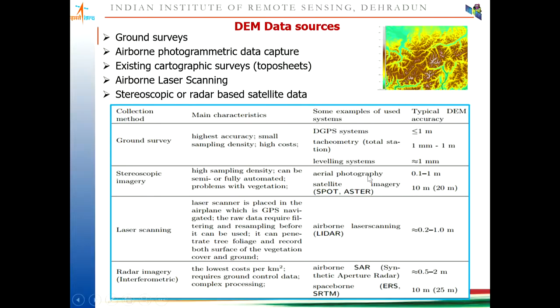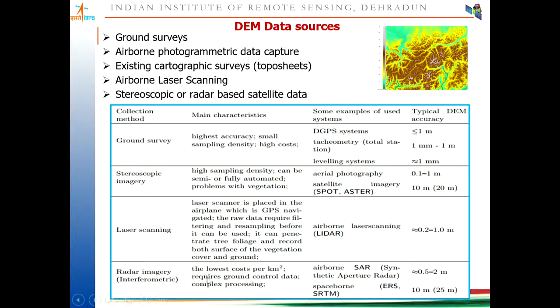But aerial photographs, if you generate the DEM, give an accuracy of 0.1 to 1 meter, or you can say 10 centimeter to 1 meter height. Laser scanning, where we use airborne laser scanners, gives very precise elevation information, from 0.2 meter, or you can say 20 centimeter, to 1 meter.